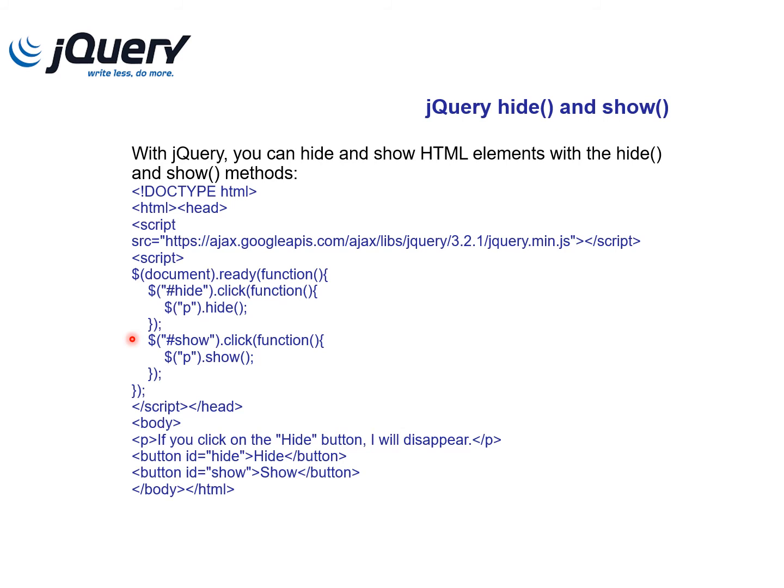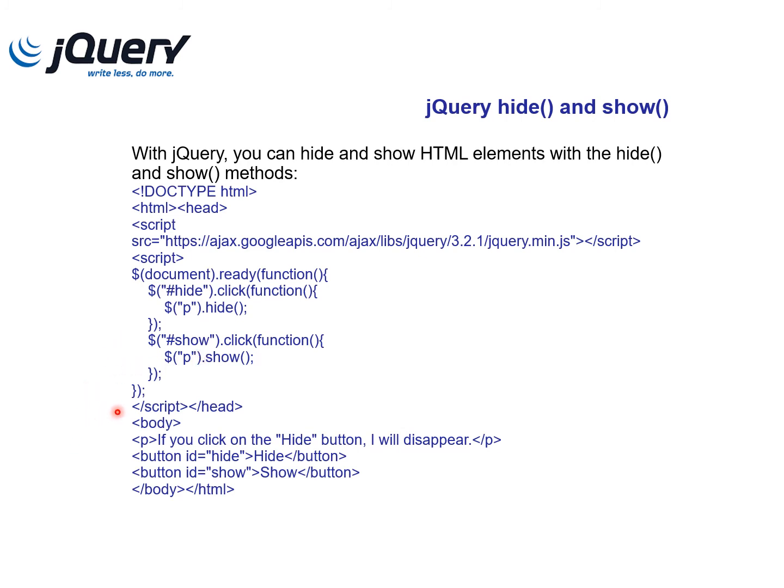Then $("#hide").click function, $("p").hide. If any click occurs on the HTML element with ID hide, then paragraph p.hide will happen, and all the paragraphs in the web page will be hidden and disappear. So this is the function. If a click occurs on any HTML element with ID hide, then all the paragraphs in the corresponding web page disappear. That is this particular function.